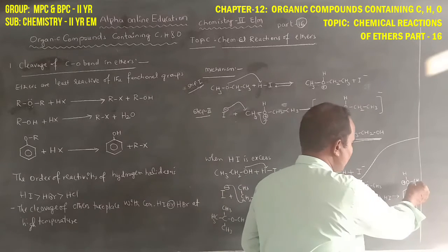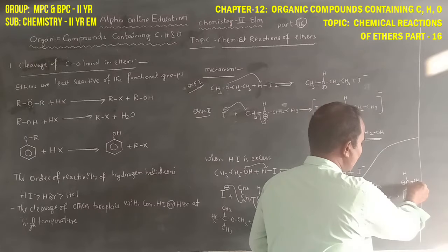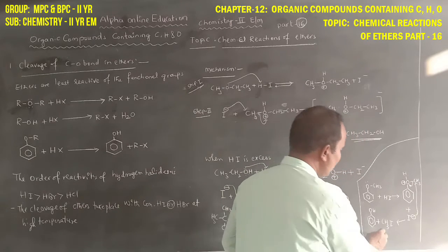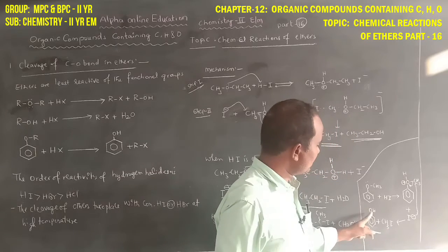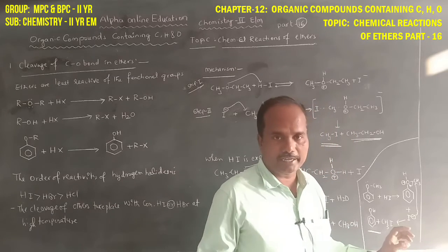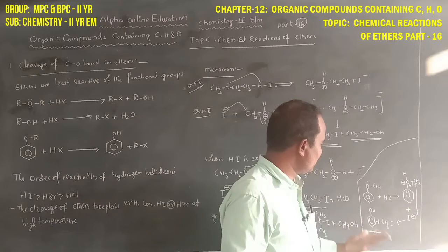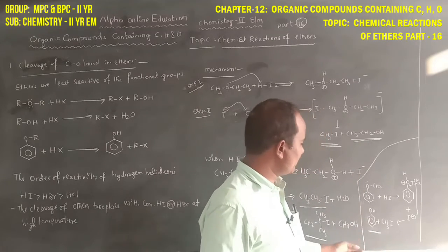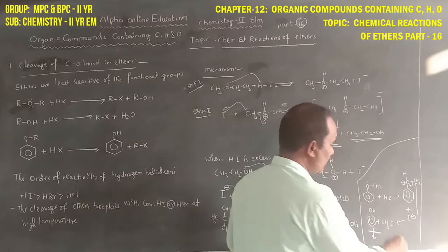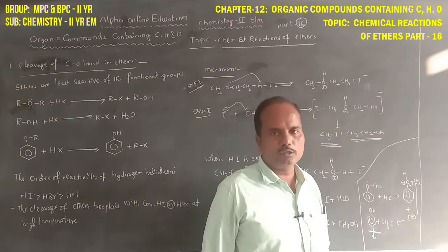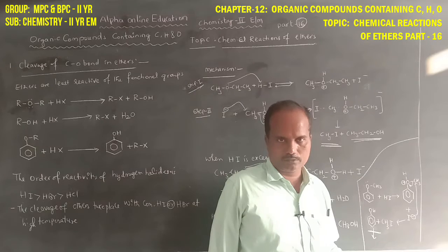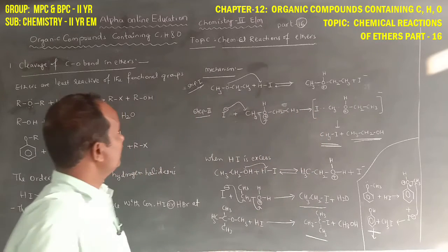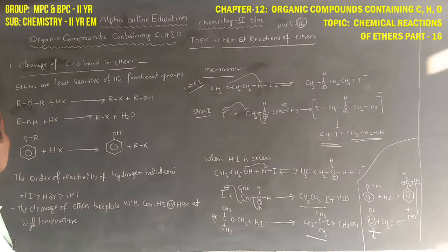The electron cloud is polarized towards oxygen. Then methyl iodide and phenol are formed. This phenol cannot interact further with hydrogen iodide because phenol is not involved in nucleophilic substitution reactions. So this is about the chemical reactions of ethers.